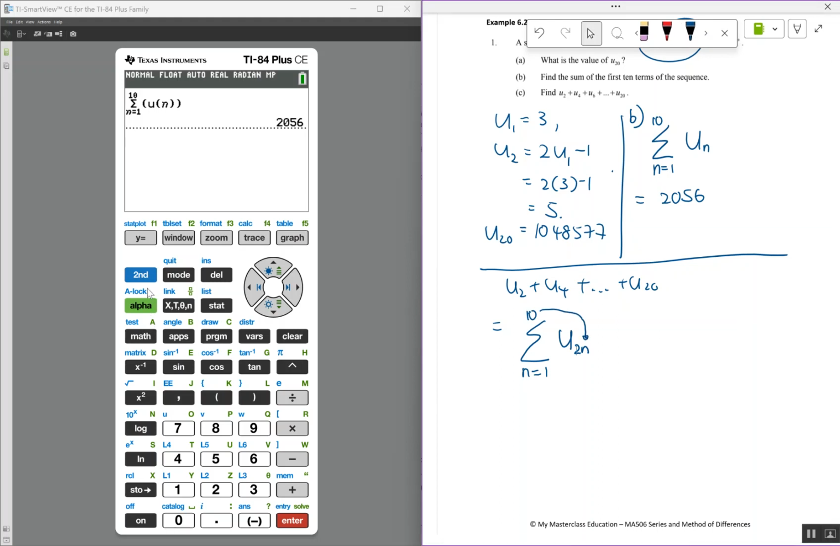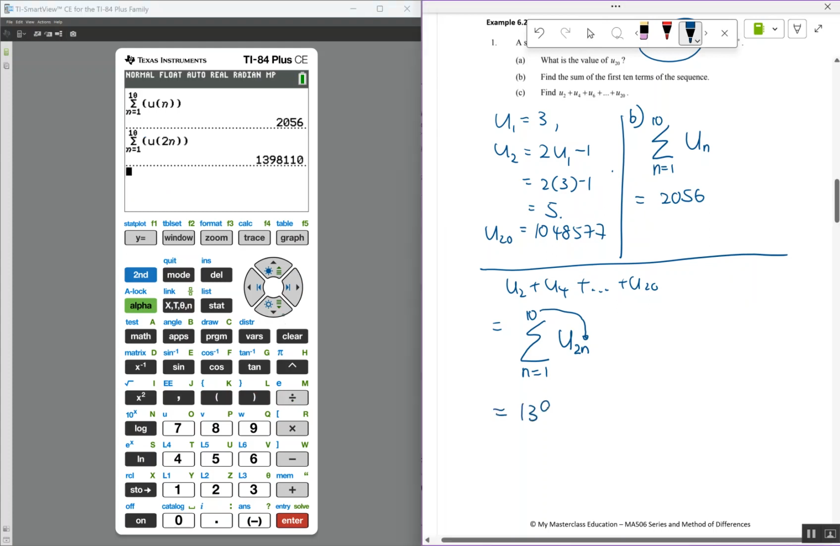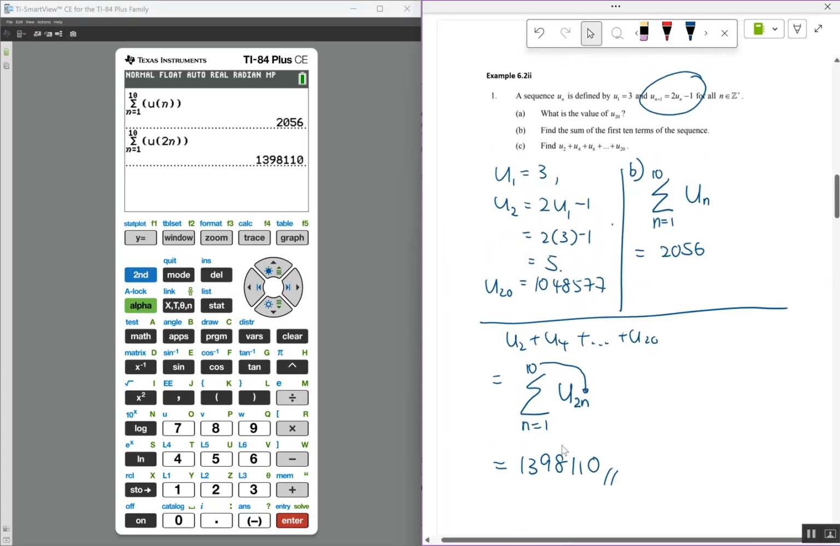Using the same method, press math number 0, that will give you a summation, n equals 1 up to 10 terms only, because u2 to u20 there's only 10 terms. Second function u, open bracket, 2n, close, and then you just need to press enter, and you are going to get the sum of the first 10 even terms. And this is how you use the calculator for un+1 types of questions in sequences and series.